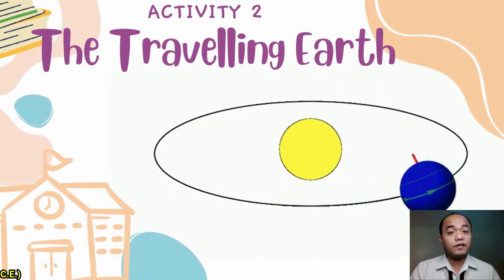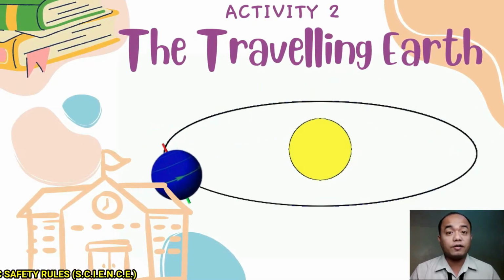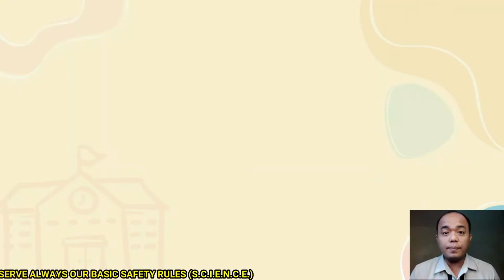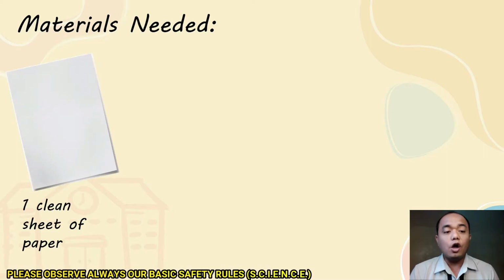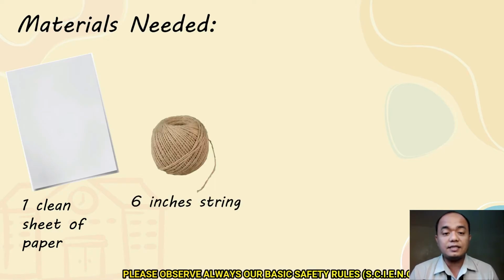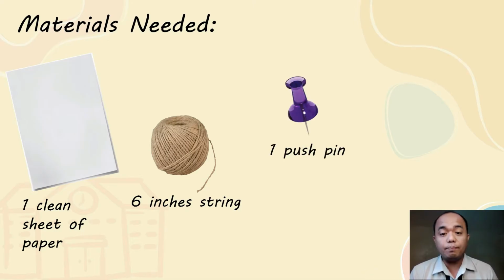This time, let's perform your activity number 2, entitled The Traveling Earth. And this could be found on page 14 in your Quarter 4 Self-Learning Module in Science 6, still in Module 5. For activity number 2, you will need the following materials. 1 clean sheet of paper. Bond paper will do. And also 6 inches string. Kung wala kang string available at home, then you may use thread, rope, or nylon. Or kahit na anong pantali or lubid na available sa bahay. Pwede yan. Also, you will use 1 push pin. And we have 1 pencil. Please get these materials now.